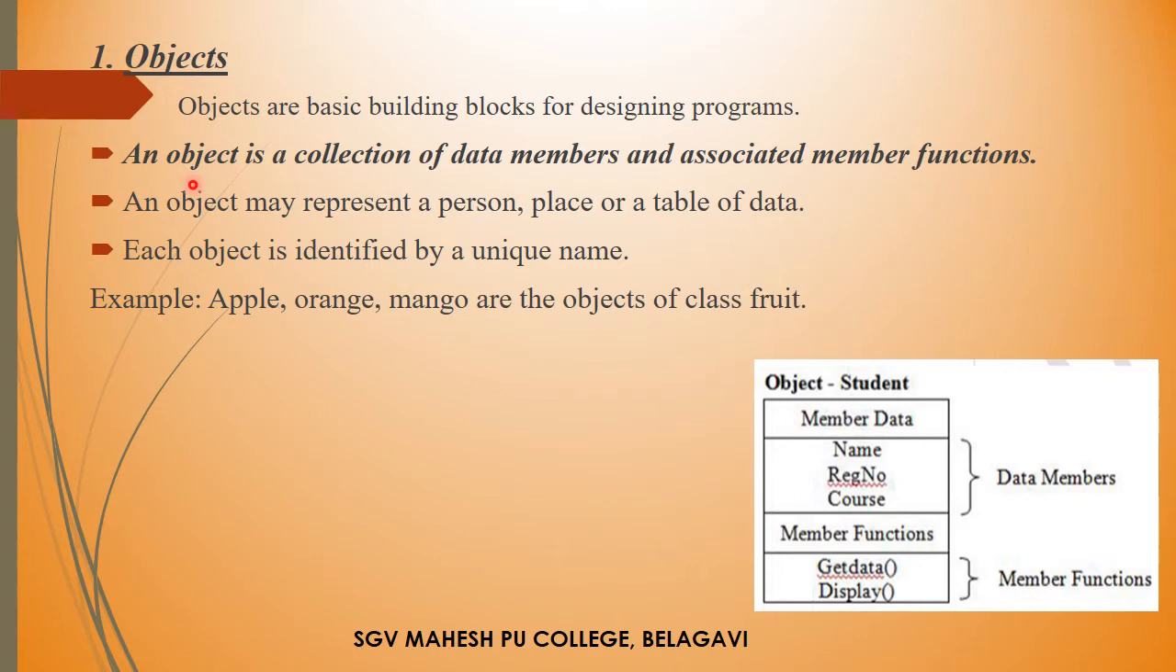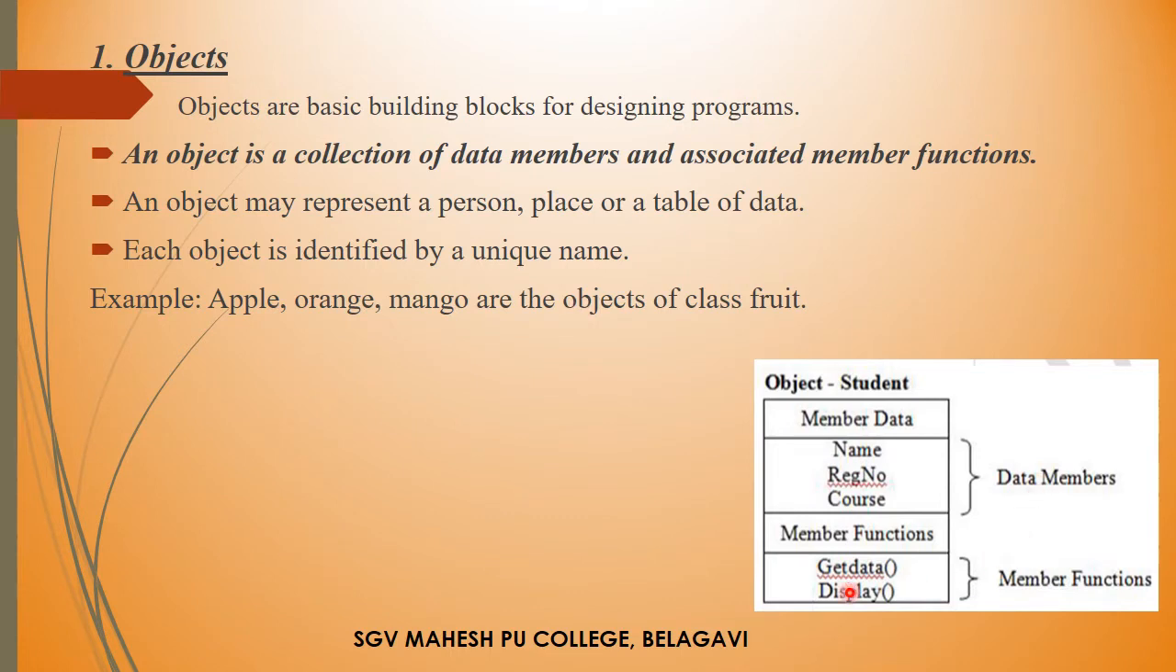So let's understand what an object is. Objects are basic building blocks for designing any kind of program. An object is a collection of data members and associated member functions. Here an object can be anything. It could be a person, a place, or a table of data. Now how do we identify which is an object and which is a class? Let's take an example. If I create a class called fruit, then objects of the class fruit would be apple or orange or mango, or any objects we create with a unique name.